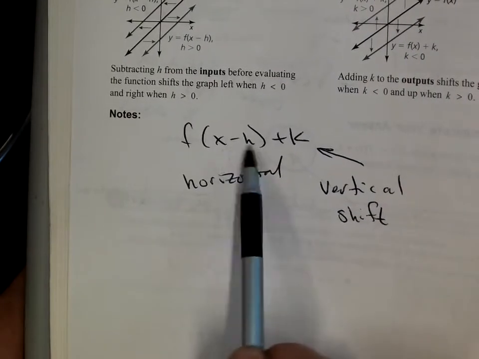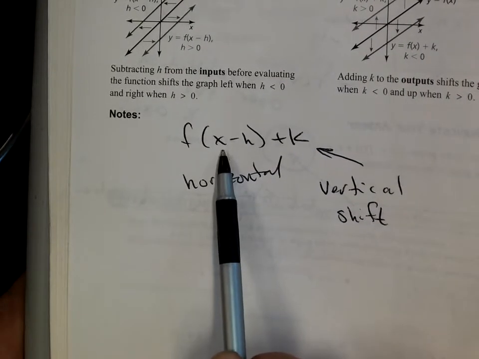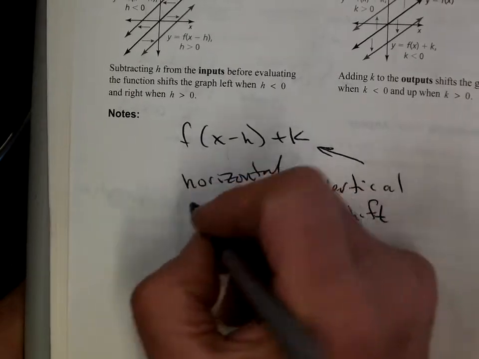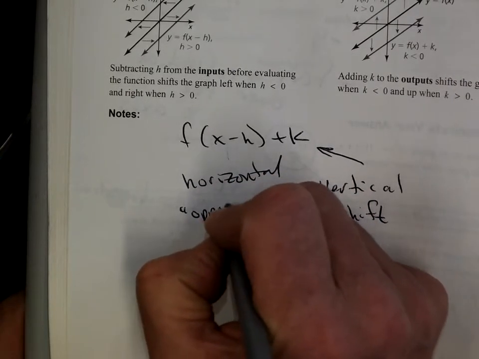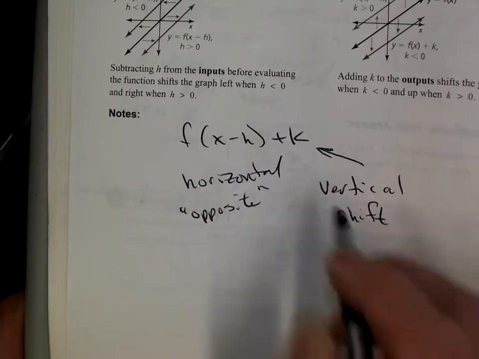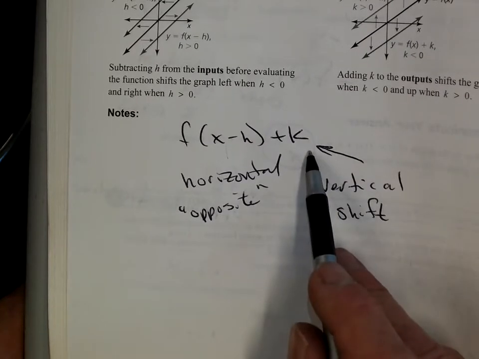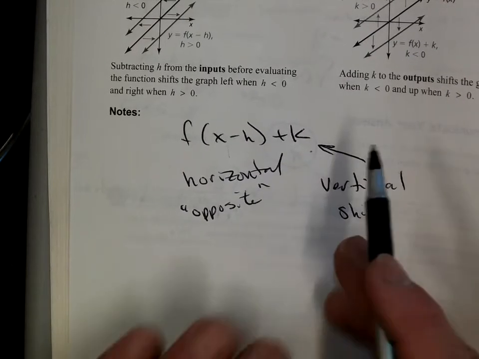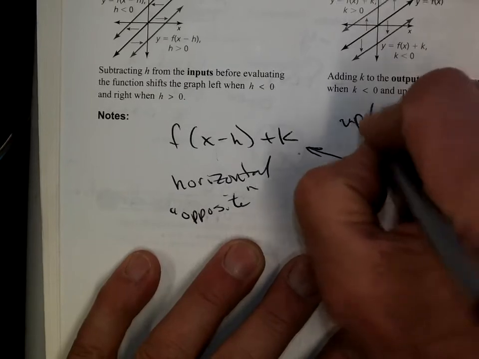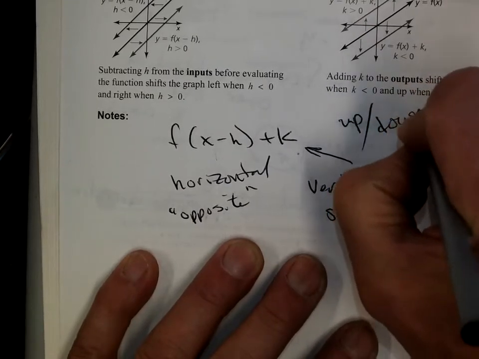So anything on the inside changes it horizontally, opposite. Anything on the outside just makes it go up or down. This is just like an up or a down. Okay?